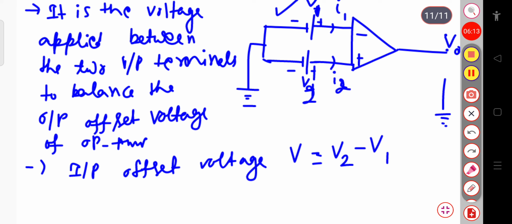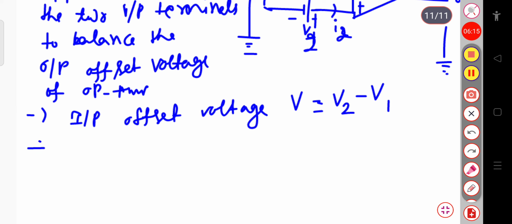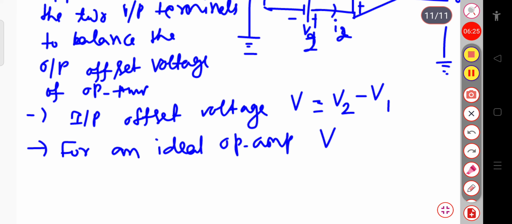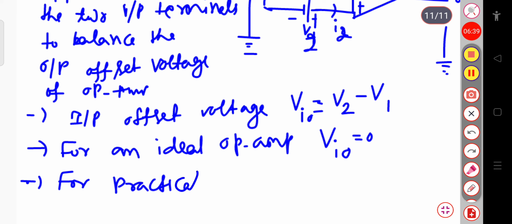Now for an ideal op amp, the input offset voltage, VIO, is equal to 0. But for a practical op amp, this is not equal to 0. So for a practical op amp, I can write that V input offset, VIO, is not equal to 0.